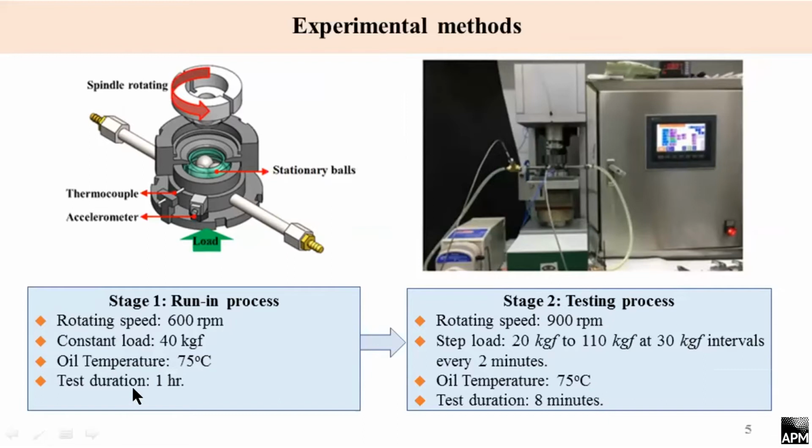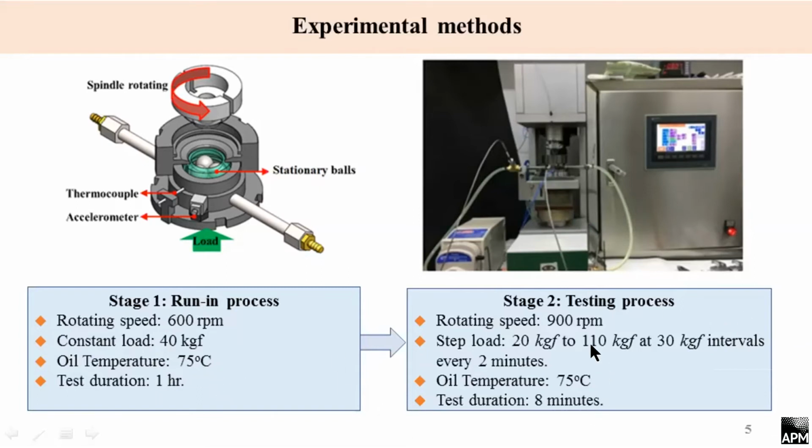In the first step, we call it the running process. You can see here some operating conditions: the rotating speed was 600 RPM and the constant load at 40 kgf, and the oil temperature was set at 75 degrees Celsius, and the test time was 1 hour.